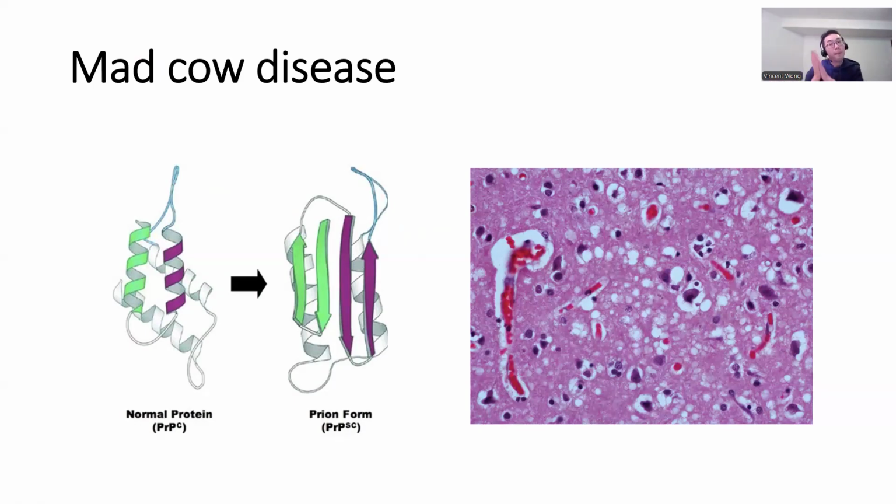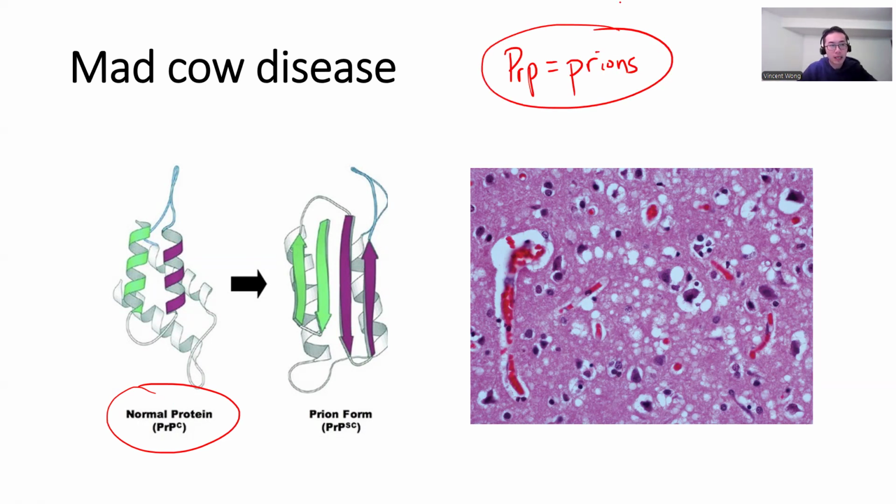Okay. Mad cow disease, we would catch it from eating contaminated beef. And it has to do with this protein. There's a protein called the PrP protein, and it has two forms, the PrPC protein and the PrPSc protein. The PrP protein is called prions. You can look it up if you want to read more about it.